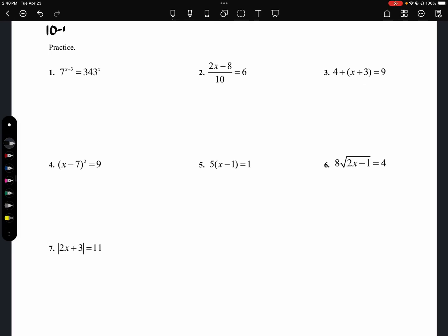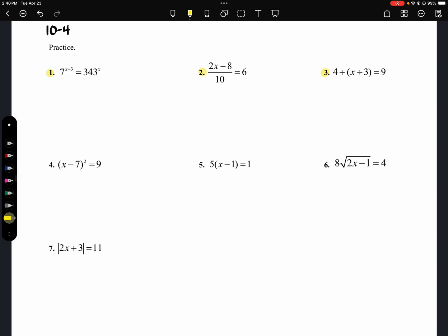This video is for the 10-4 practice problems on the back side of the notes for lesson 10-4 on solving equations using various methods. So here we go. We'll go through and practice solving some equations. This video should cover probably problems 1, 2, and 3. And then you can go to the next video if you need to see something from 4, 5, 6, or 7.